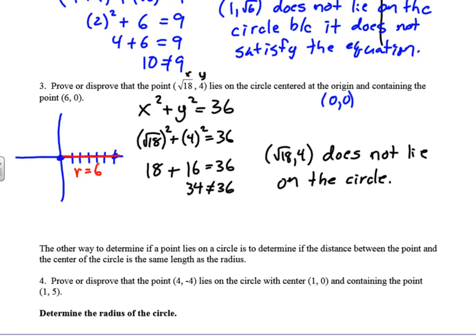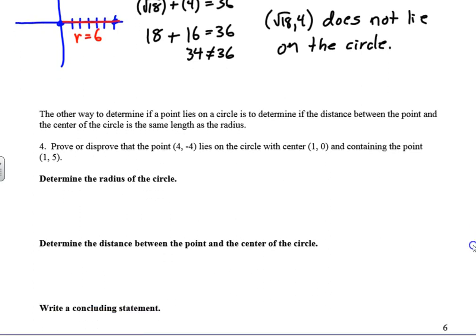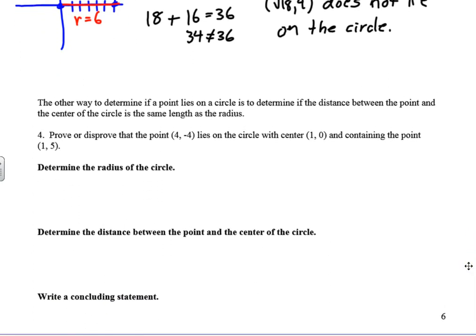All right, so that's method 1. The other way to determine if a point lies on the circle is to determine if the distance between the point and the center of the circle is the same length as the radius. So here's another way of doing it. So prove or disprove that the point (4, -4) lies on the circle with a center of (1, 0) containing the point (1, 5). Okay, so again, I like to just kind of sketch these out.